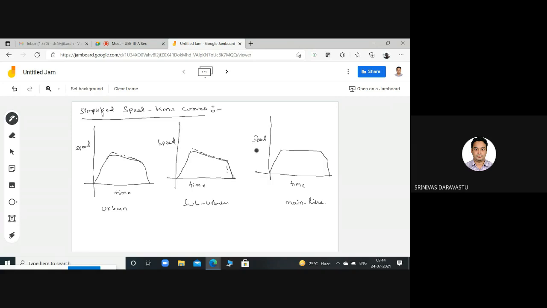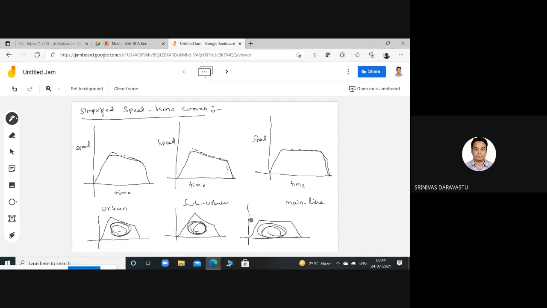Now the speed time curve of mainline services is best and most easily replaced with a trapezoidal shape. Now we will get quadrilateral speed time curves, and this one is the trapezoidal speed time curve. The total area represents the total distance traveled by the train.